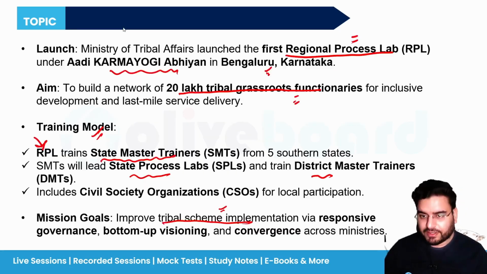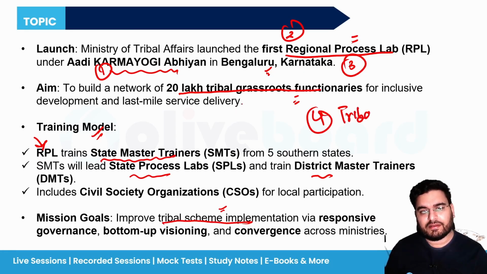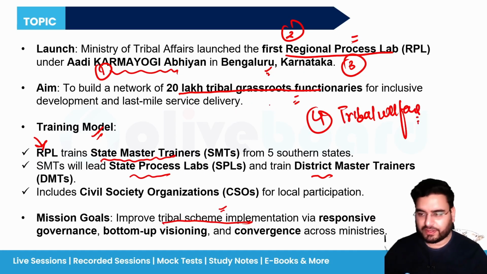So what would be your keywords here? So first remember Adi Karma Yogi. Second is the RPL, third the location, Bangalore. And fourth is what? Tribal welfare. These are the four keywords you have to remember.